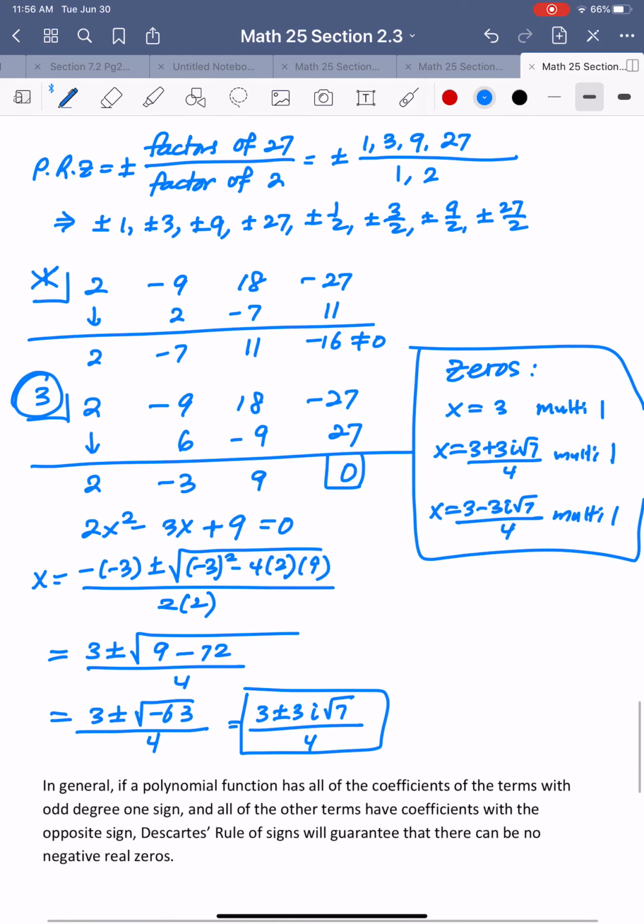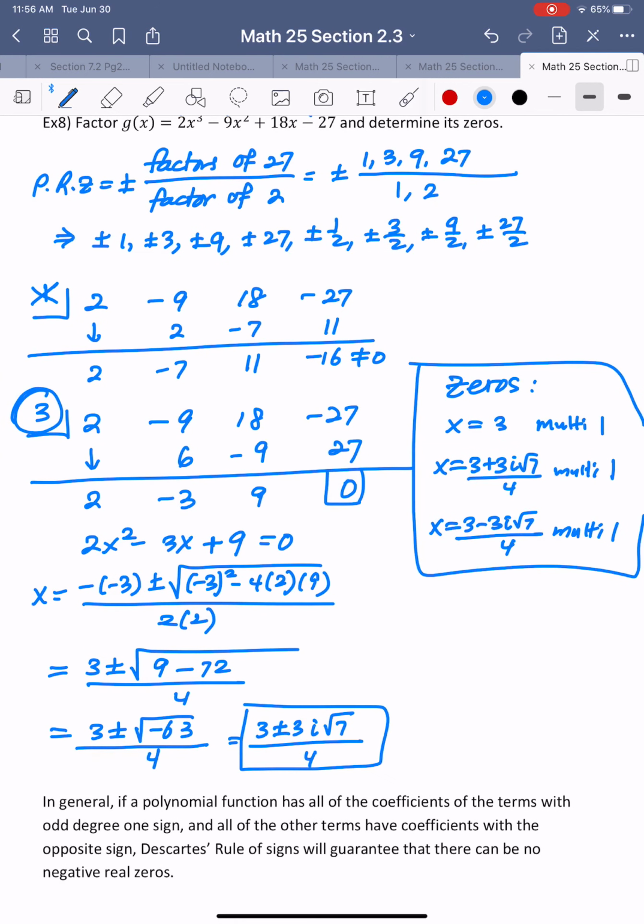So in general, if the polynomial function has all of the coefficients of the terms with odd degree on one side and all the other terms have a coefficient with the opposite sign, Descartes' rule of signs guarantees that there will be no negative real zero.